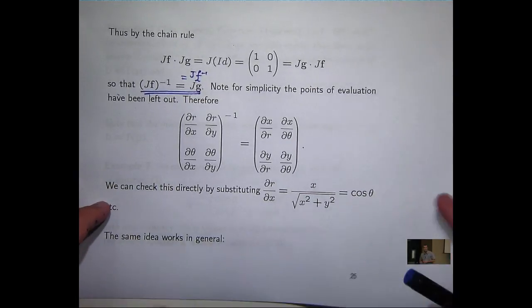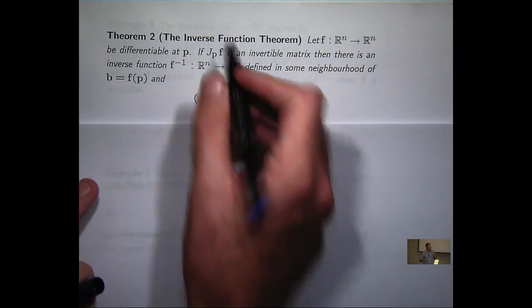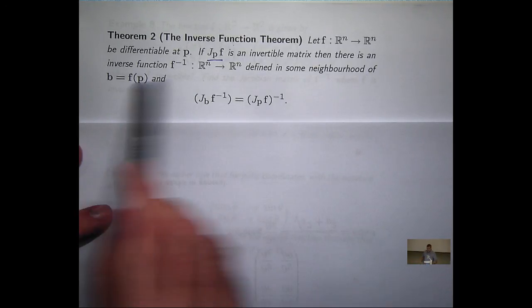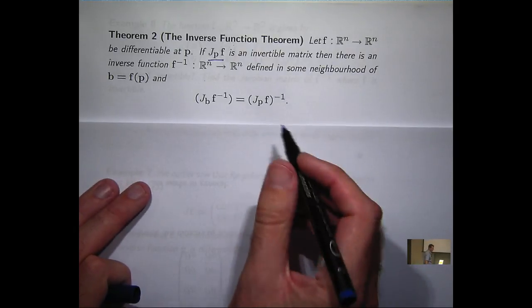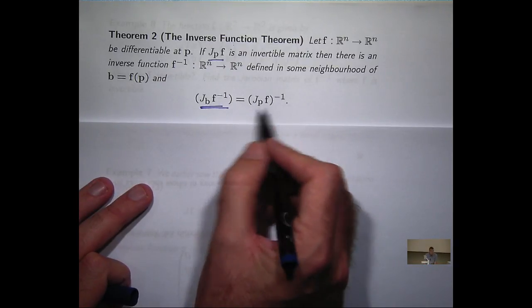Now, this is it. The inverse function theorem. Suppose I have a vector valued function, this time mapping R^n to R^n, and it's differentiable at some point in its domain. If the Jacobian of F is an invertible matrix, then F has an inverse function defined in some neighbourhood of this point. And in particular, I can calculate the Jacobian of that inverse function at this point just by taking the Jacobian of F and inverting the matrix.